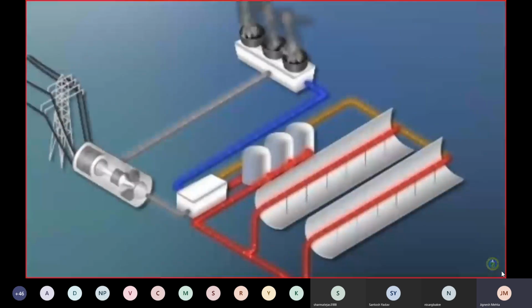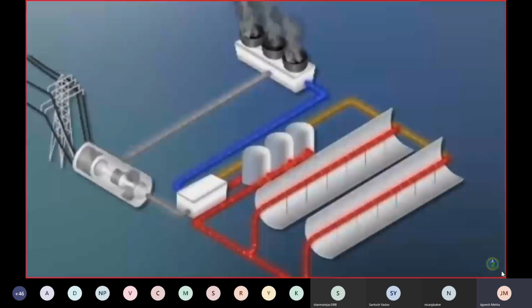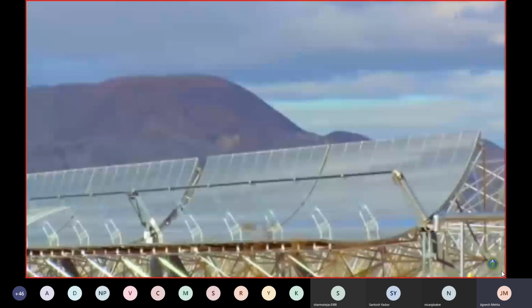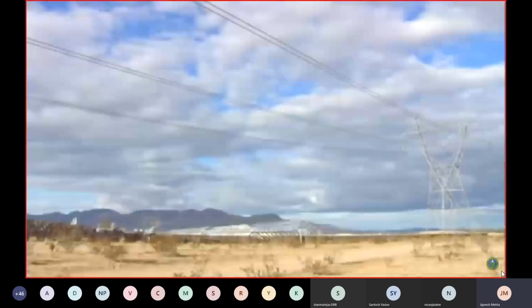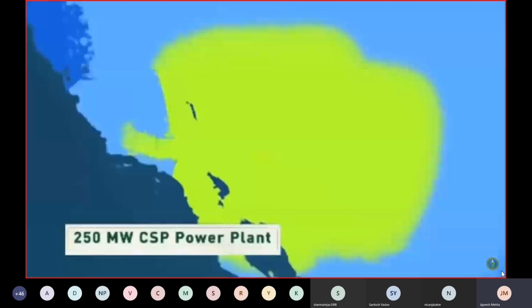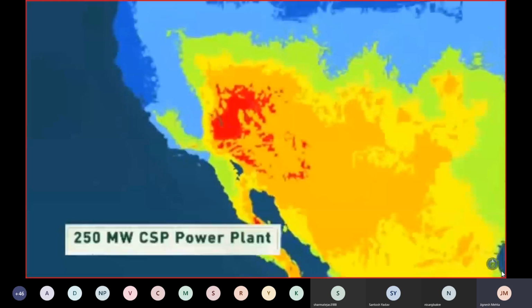One big advantage of these trough systems is that the heated fluid can be stored and used later to keep making electricity when the sun isn't shining. Sunny skies and hot temperatures make the Southwest U.S. an ideal place for these kinds of power plants. Many concentrated solar power plants could be built within the next several years. And a single plant can generate 250 megawatts or more, which is enough to power about 90,000 homes. That's a lot of electricity to meet America's power needs.